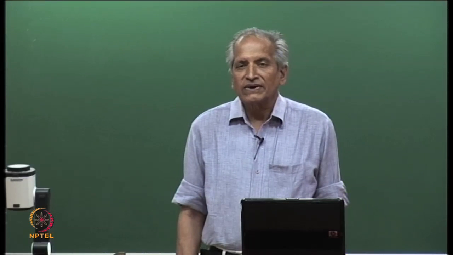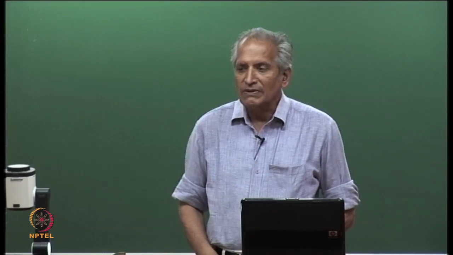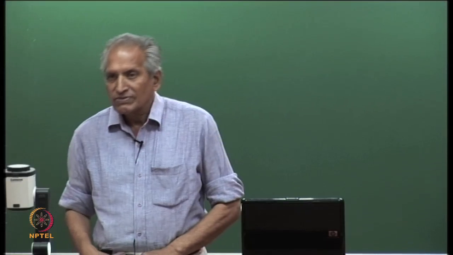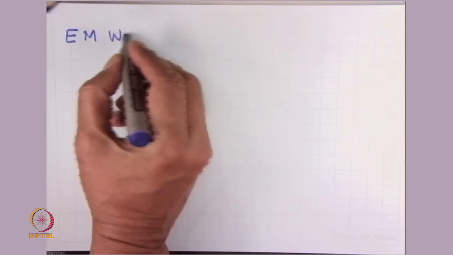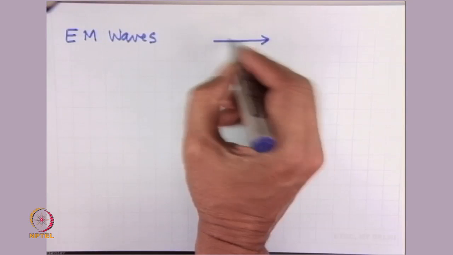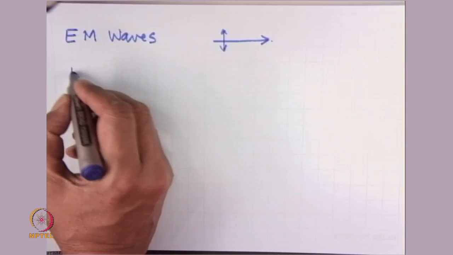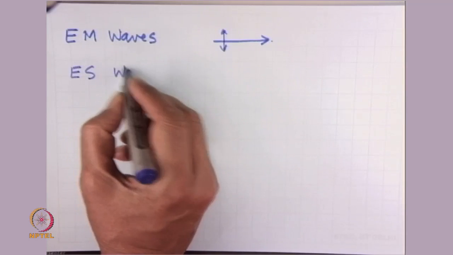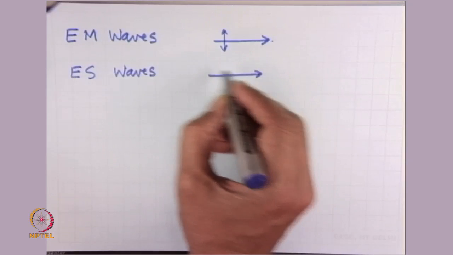Today I would like to talk to you about something different than in our earlier lectures. In our earlier lectures, we have been talking about waves propagating through the volume of a plasma, and these could be electromagnetic waves, which are transverse waves like this. This is the direction of propagation, the electric field is transverse, or electrostatic waves, which could be longitudinal. So if they are traveling in this direction, then the electric field oscillates like this.